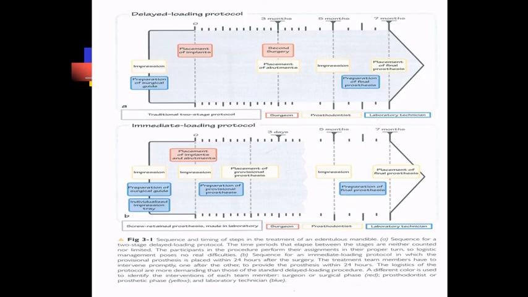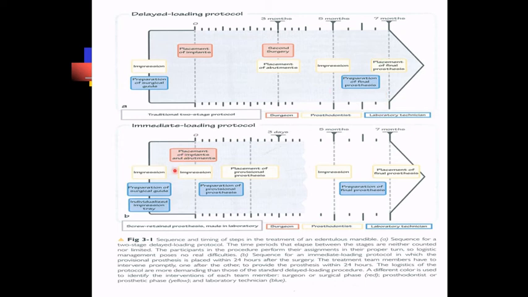So this is an image that demonstrates the difference between the two-stage delayed loading protocol and the immediate loading protocol. As you can see here, in the two-stage delayed loading protocol, on the first placement of implant and a 3 months waiting period, and then the second surgery and placement of abutment, and again after 5 months the final impression and placement of final prosthesis at a 7-month time.